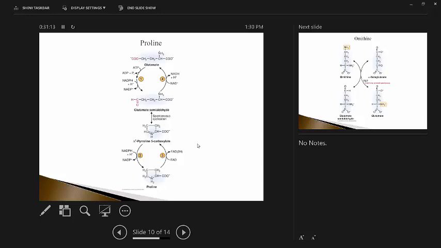So with proline, if you wanted to count it, it has 5 carbons. It's going to be made from glutamate, which is 5 carbons, the glutamic acid. This is the breakdown, and this is the synthetic pathway over here. When you see NADPH and NADP, you know that reaction number 1 is what kind of reaction?